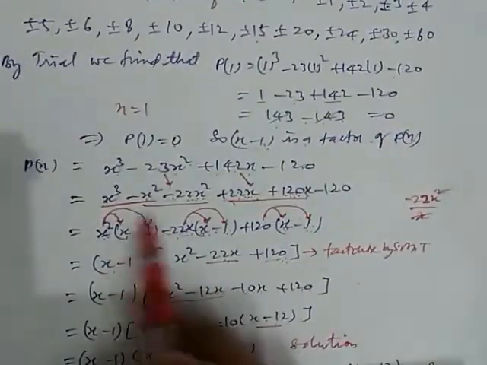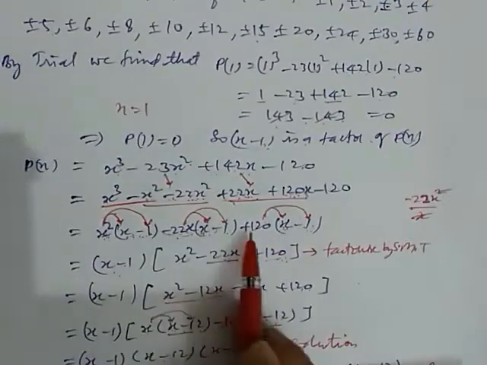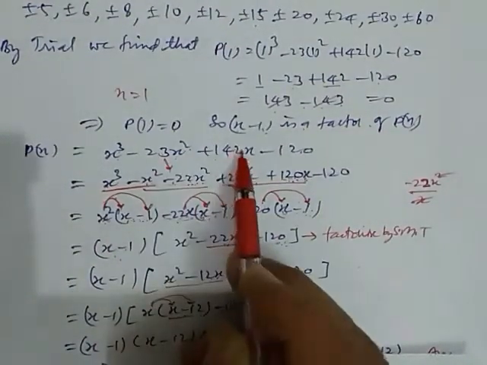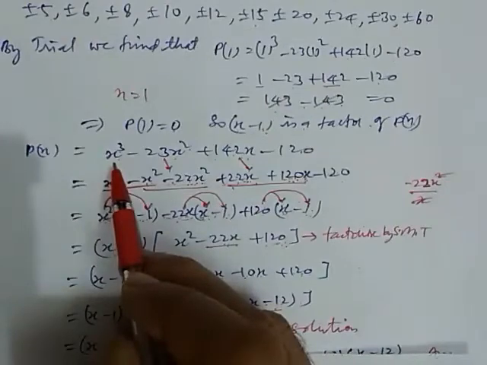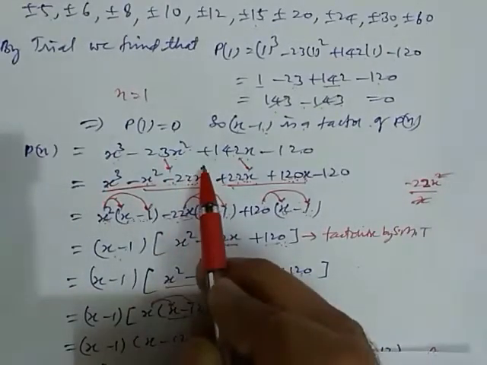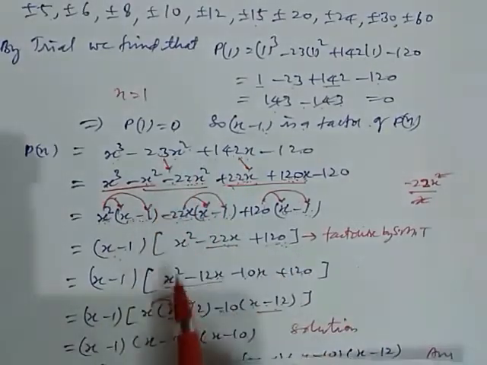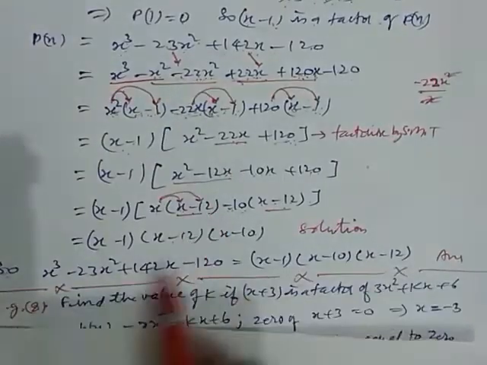But if you find this shortcut, then you may proceed this way. We have to split these 2 terms. Because this is a 3-degree polynomial, we cannot split only the middle term. We have to split both of these 2 terms. So now this is our solution.